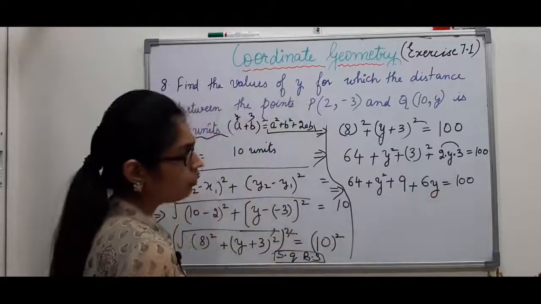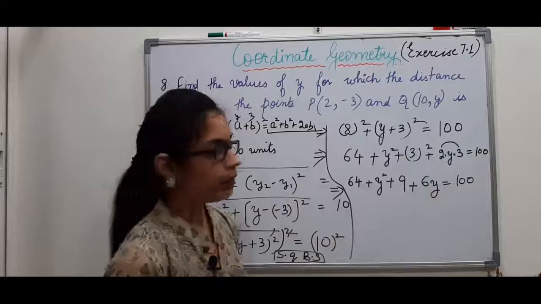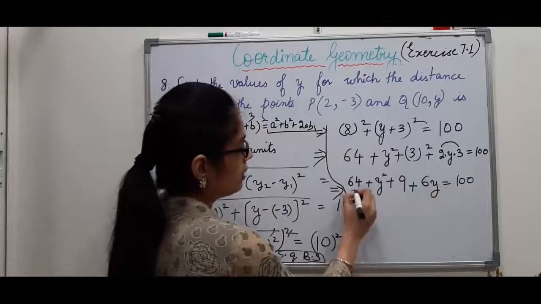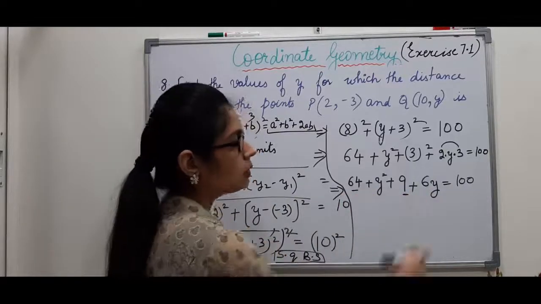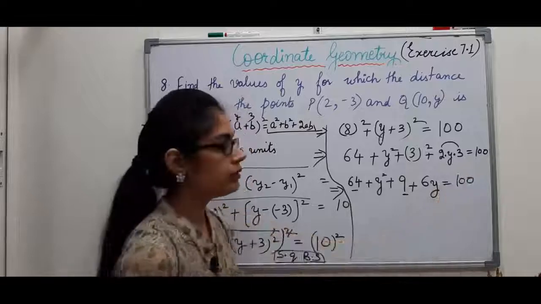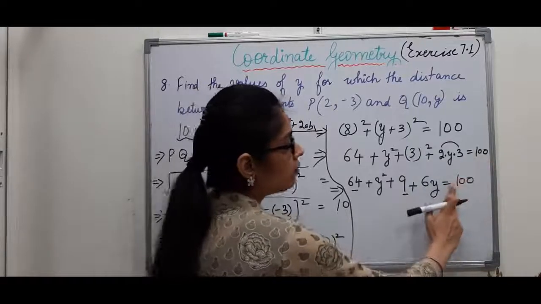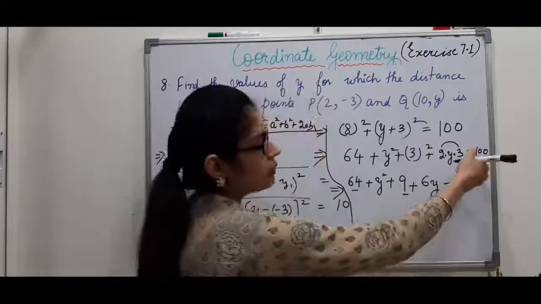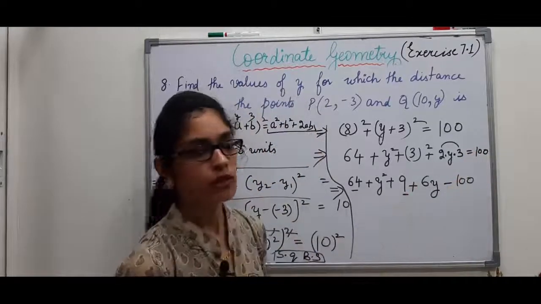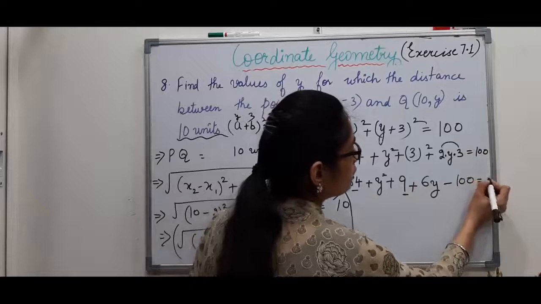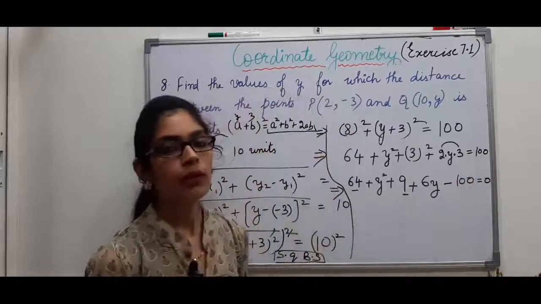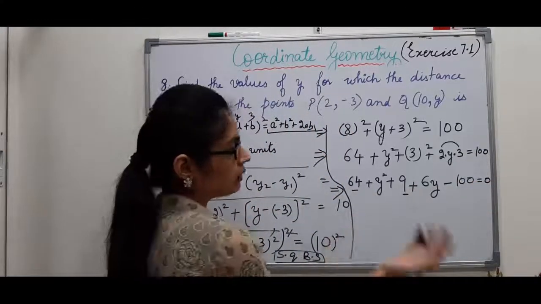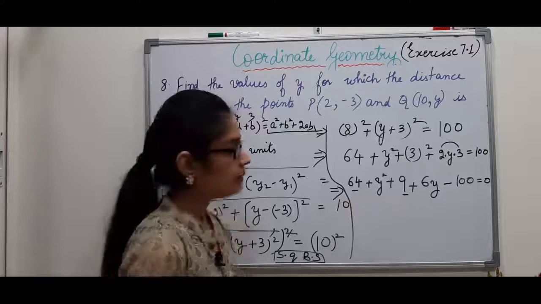Now we can add all the like terms. You can see 64 and 9 are like terms. This 100 also will shift to this side. So this plus 100 will shift to this side, it will be changed to minus 100. Plus 100 on changing the side, it will be changed to minus 100. On the other side we can write 0 because now nothing is there, which means we have to write 0.